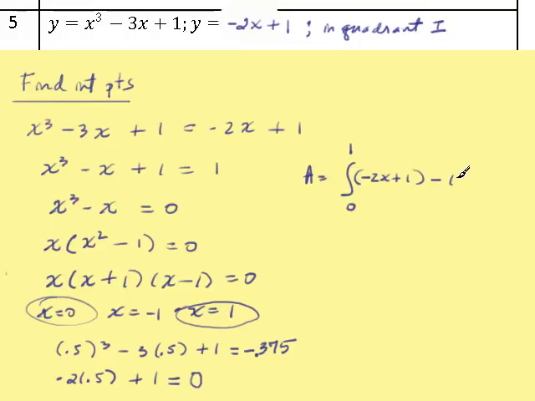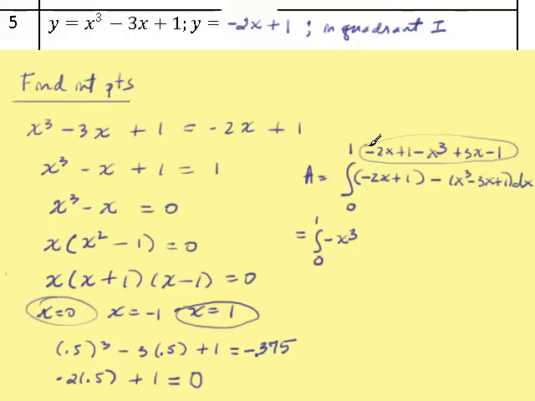And then we'll subtract x cubed minus 3x plus 1. Okay, let's just simplify this a little bit. All right, so we have a minus x cubed, and we have a minus 2x, and if we open this up, a minus 2x and a plus 3x. Let me write this on top: minus 2x plus 1 minus x cubed plus 3x minus 1. Okay, that's what we have here. So we have a minus x cubed, and then we have a plus x, and these ones cancel.